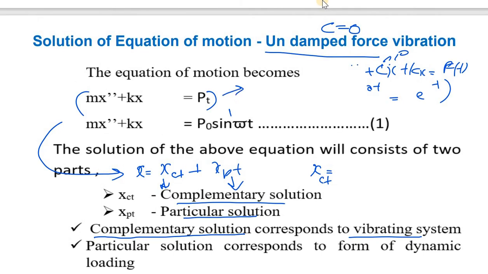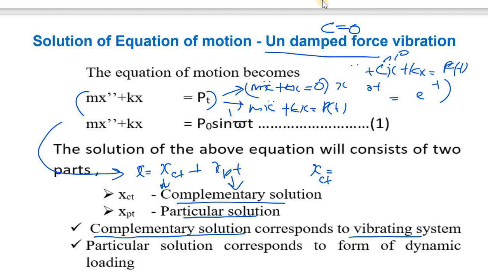So our main equation will be of two types. One is m x double dot plus k x is equal to 0. Another is m x double dot plus k x is equal to p of t. So there are two. The complementary solution xc of t depends on the first equation, which we have to solve by putting p is equal to 0, and xp of t depends upon the load.